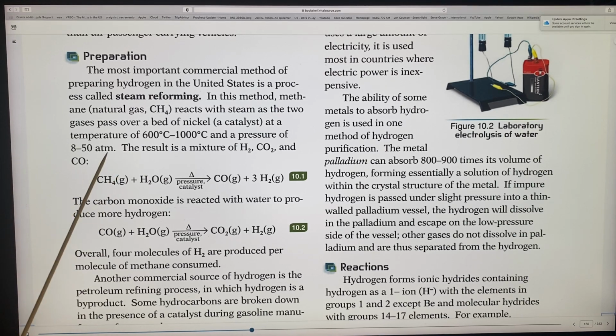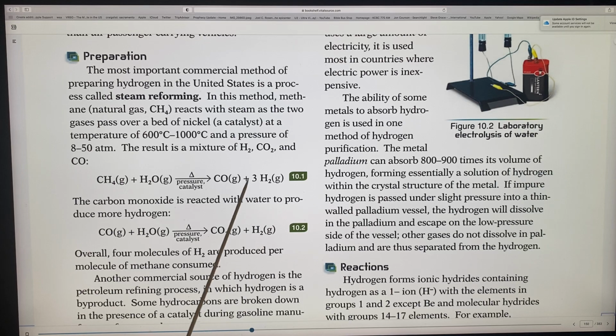So here the result is a mixture of hydrogen and carbon dioxide, and carbon monoxide. Steam reforming has to do with using carbon in the mix, and this methane gas has carbon in it. So we have methane gas here, and H2O gas, which is water vapor. Then it changes components around into carbon monoxide and 3 hydrogen gases.